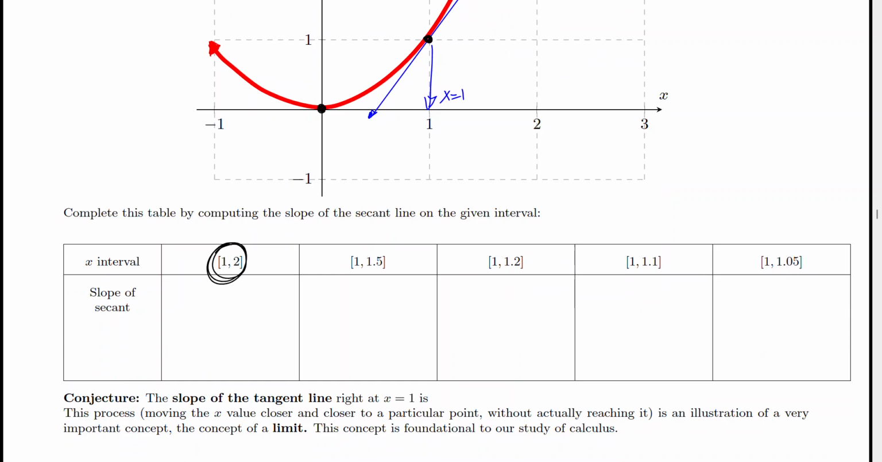But that's why we're going to do this process again and again until we are super, super close and we finally can make a conjecture, an educated estimate on what the slope of the blue line could possibly be.